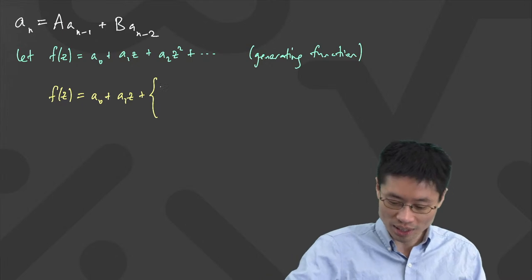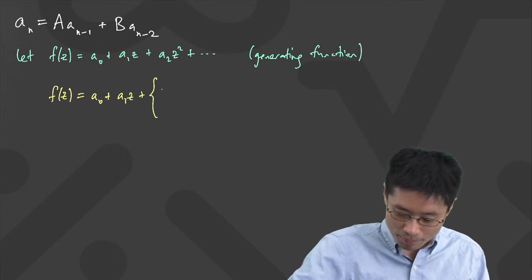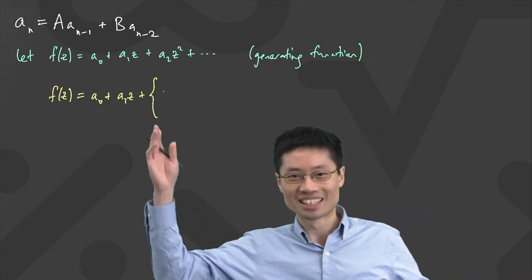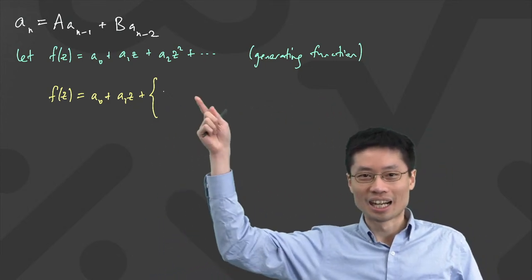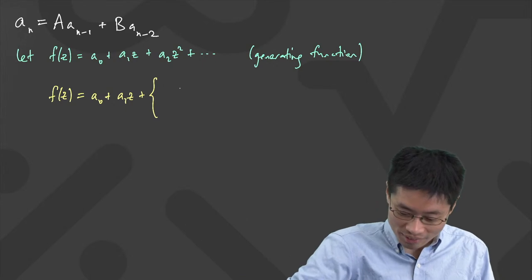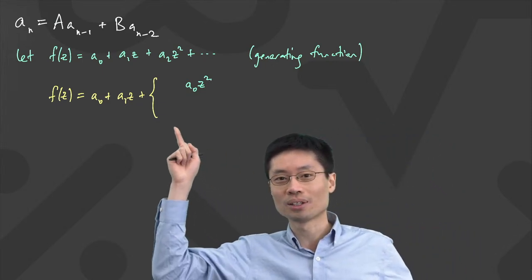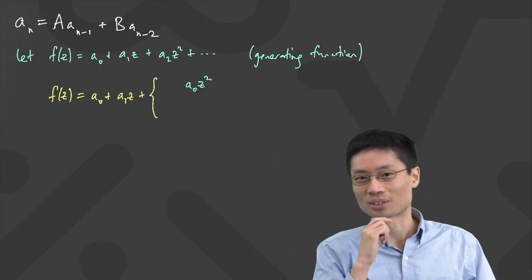So actually what's going on is that it's going to be capital, oh, now I have to be careful. Is it capital A or is it capital B? Can someone help me out? I want to make sure everyone's on the same page. I want the first row. The first row is going to have something times A0 Z squared, but there's something in front. Is it capital A or capital B? Which one?